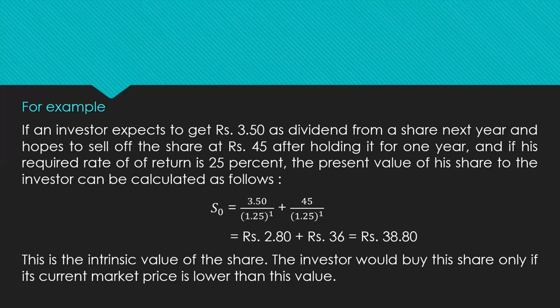Now we have all the necessary data from the question. We are going to substitute in the formula. So S0, or the intrinsic value, is equal to 3.50, which is D1, divided by 1.25 raised to 1, plus 45 divided by 1.25 raised to 1, and you get the answer as rupees 38.80. So this is the intrinsic value of the security. He will buy that particular security only if its current market price is lower than this value. If the market price is higher than this value, he will sell the security for sure.